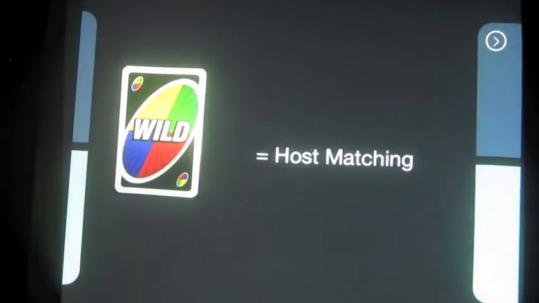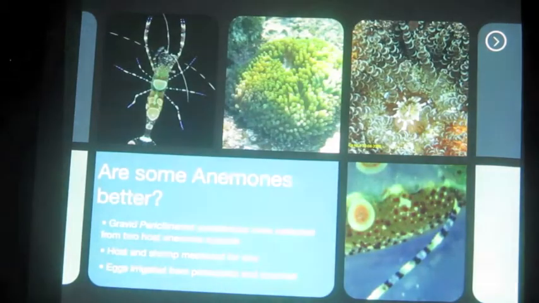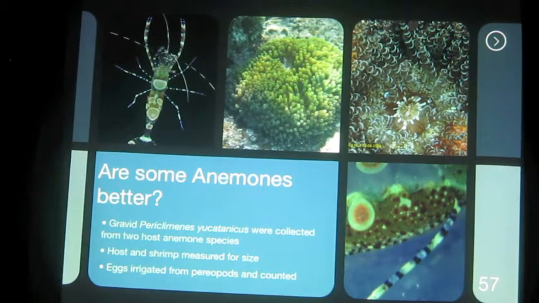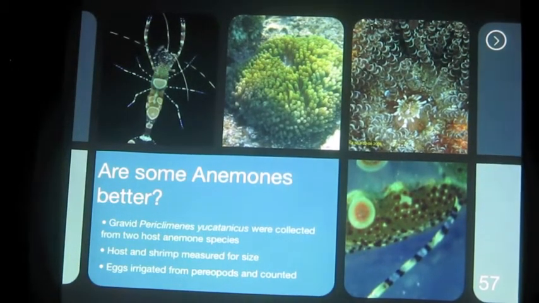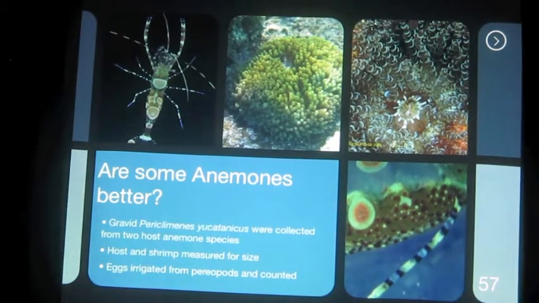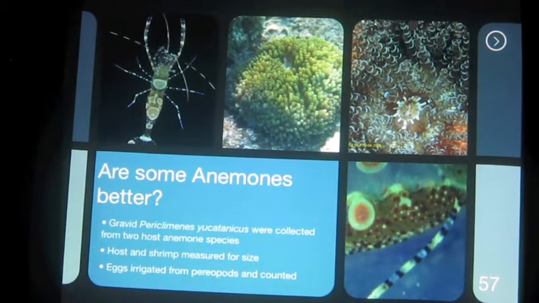Okay, one last group here, host matching. Another frame shift, still Caribbean. Having been diving with some of you over the last couple of days, I know that these anemone shrimps are a great draw for a lot of you. I was working on this one called Periclemenes yucatanicus. So it's a spotted anemone shrimp.